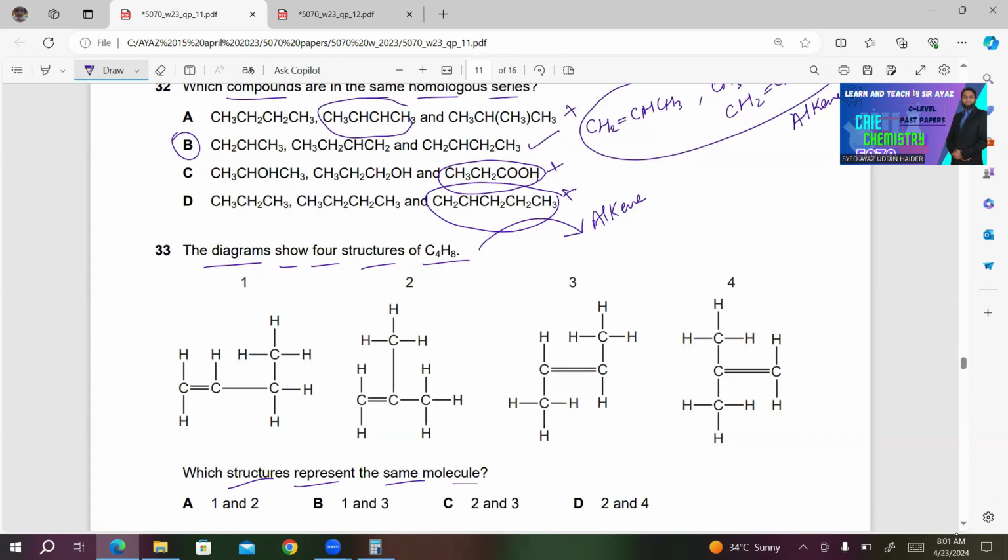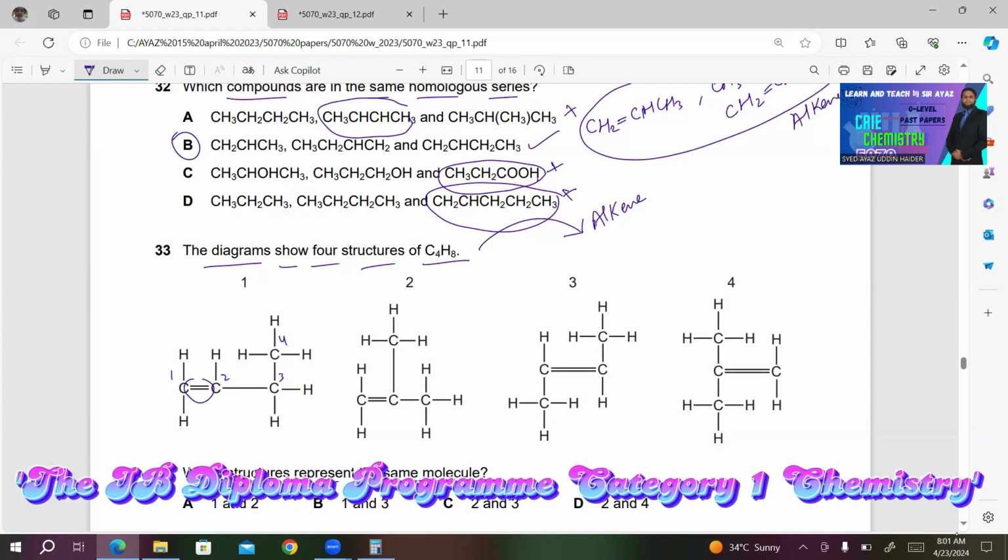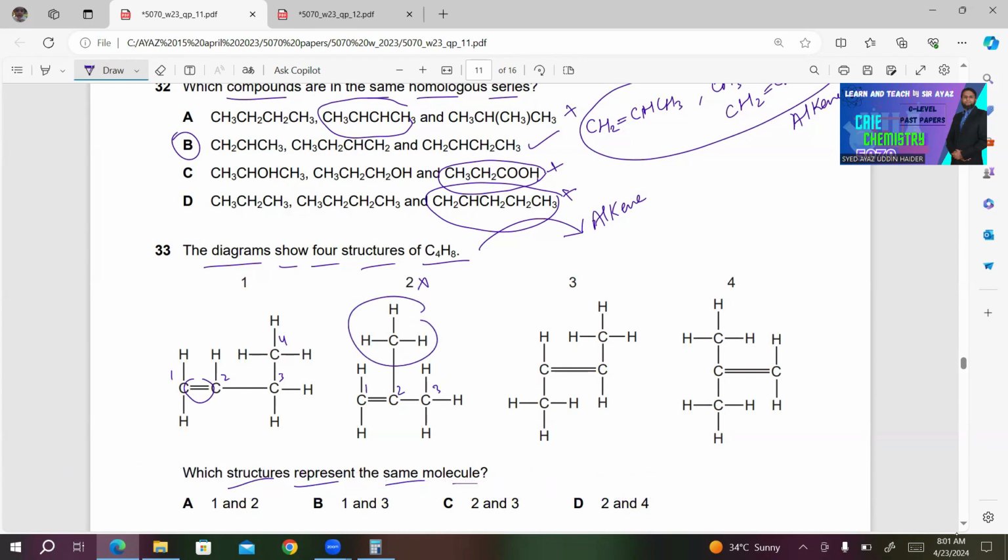So let's place the numbers on the carbon atoms according to this functional group. This is the functional group presented. 1, 2, 3, 4. You have to start the numbering from the carbon having the functional group. So it contains a double bond between 1 and 2. What about the second one? 1, 2, 3. Here we have branching, so 1 and 2 are different. What about 3? 1, 2, 3, 4. This is also different from the initial one because in this you have a double bond between 2 and 3.